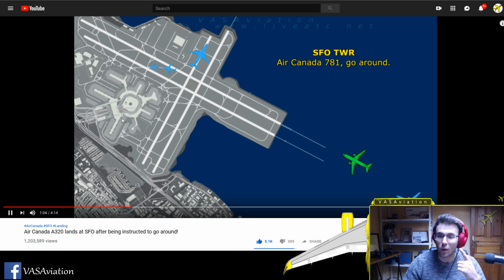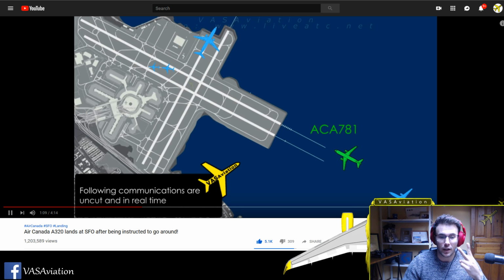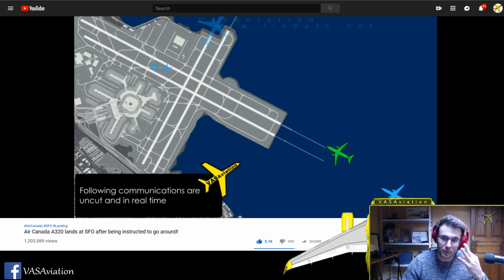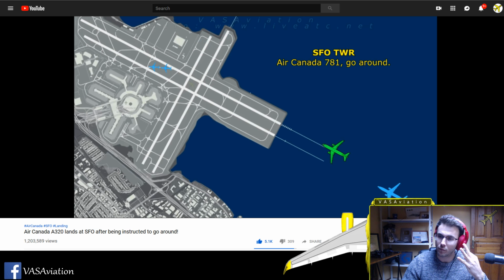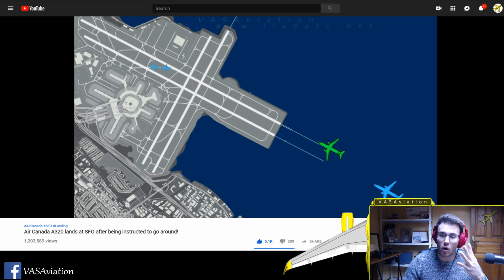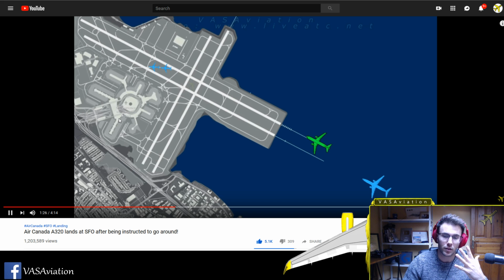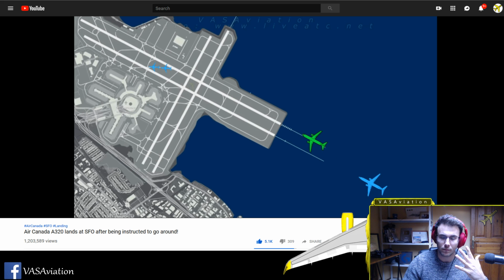It's one go-around call. Air Canada 781, go around. Second go-around call, and following communication. Air Canada 781, go around. 3. Air Canada 781, go around. 4. I'm sure some of these calls are on emergency guard. Air Canada 781, go around. 5 times. New Zealand 7 Heavy, contact NorCal departure. Air Canada 781, go around. And this is a 6th time.